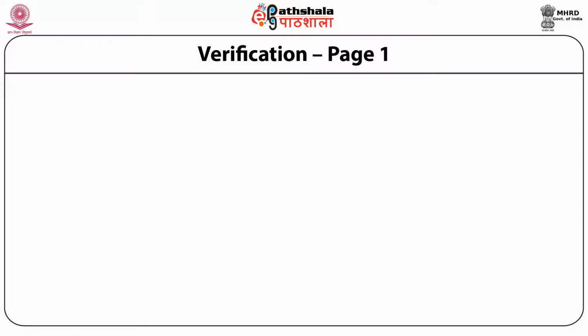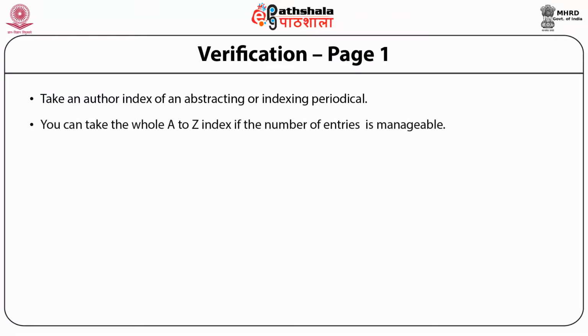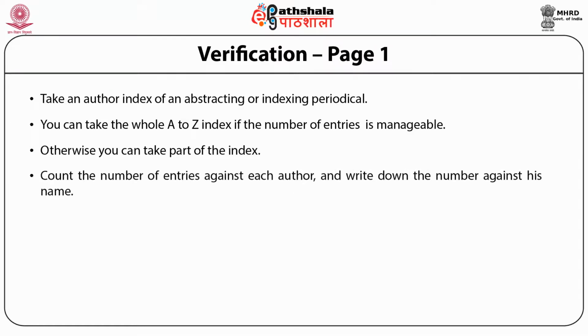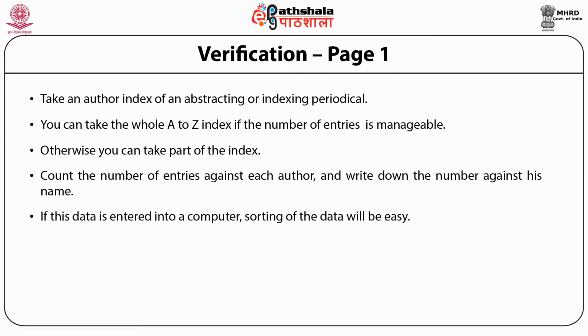Step 1. Take an author index of an abstracting or indexing periodical. You can take the whole A to Z index if the number of entries is manageable. Otherwise, you can take part of the index. Step 2. Count the number of entries against each author and write down the number against his name. Let us call this the productivity of the author. If this data is entered into a computer, sorting of the data will be easy. It can also be done manually, recording the data on cards.